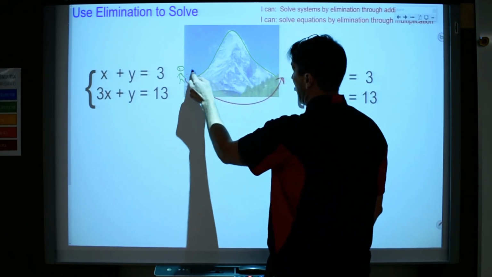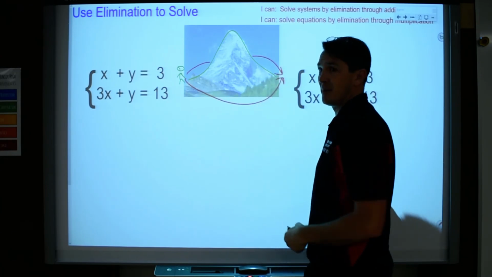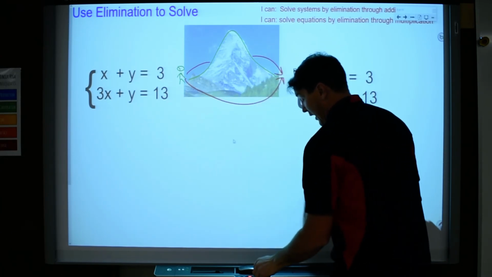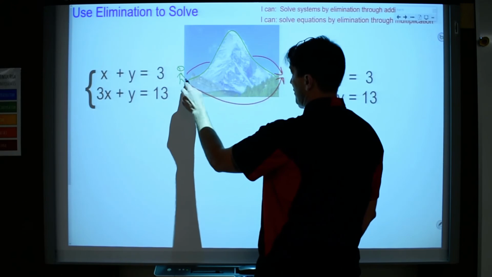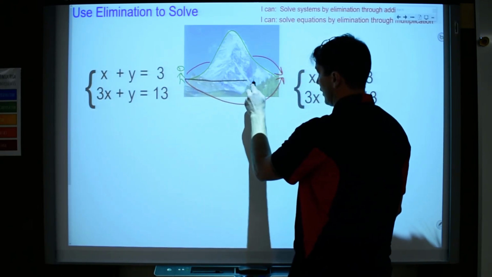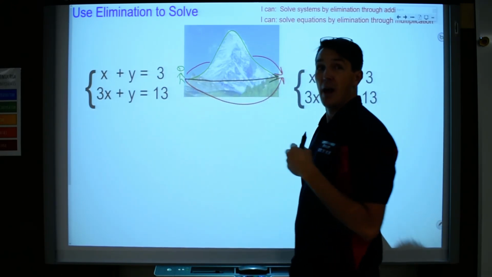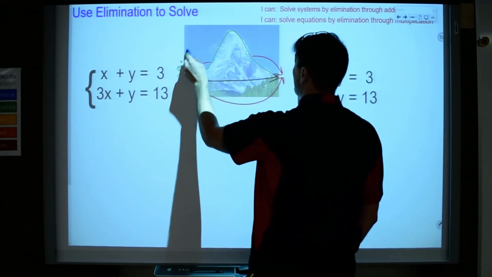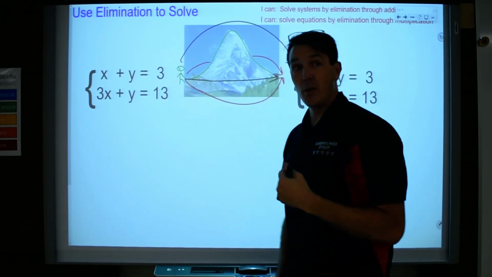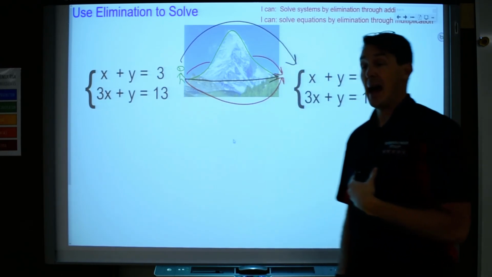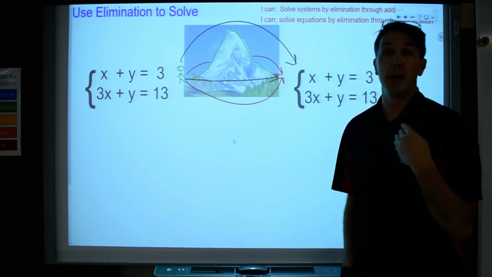I could go around the back side of the mountain, and it might take me more time. Or if I was stubborn, I could just start digging a hole or a tunnel all the way through the mountain. I could even get on a plane and fly over the mountain. There are a lot of ways to get around that mountain, and it doesn't mean that one way is better than the other way.